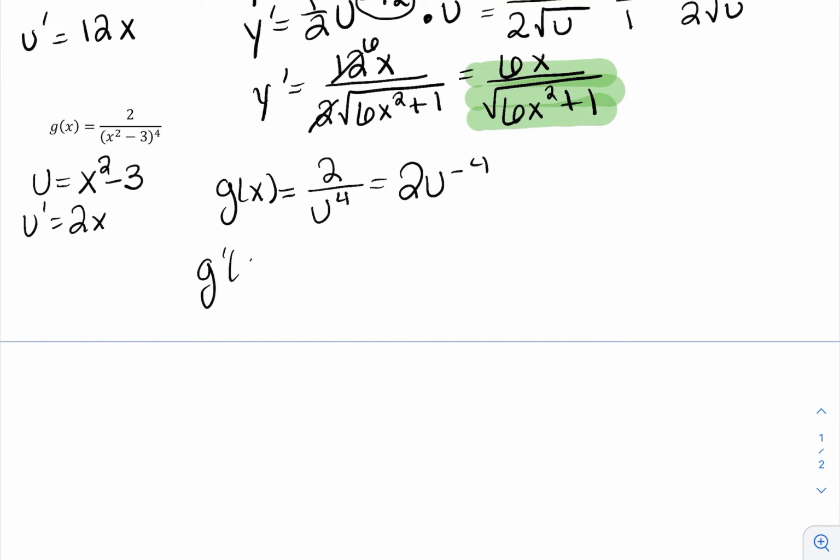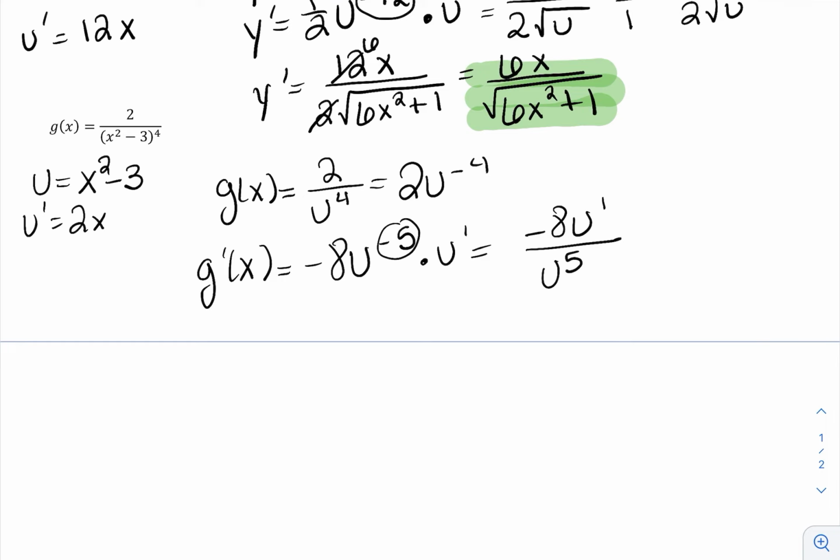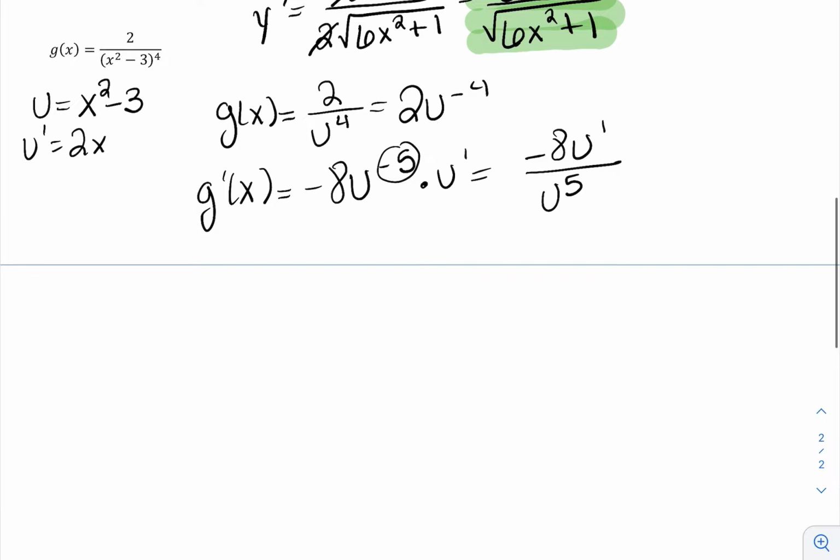So g prime of x is going to be a negative 8 u to the negative 5 times u prime. But again, I'm going to simplify that a little bit. So because this is a negative power, I'm going to bring it down to the bottom. So the negative 8 and the u prime will stay in the top, and the u to the 5th will go to the bottom, and it becomes a positive 5 because I brought it down.